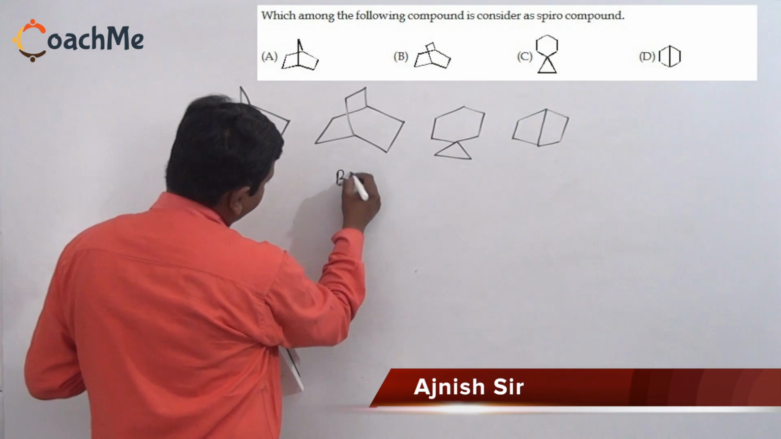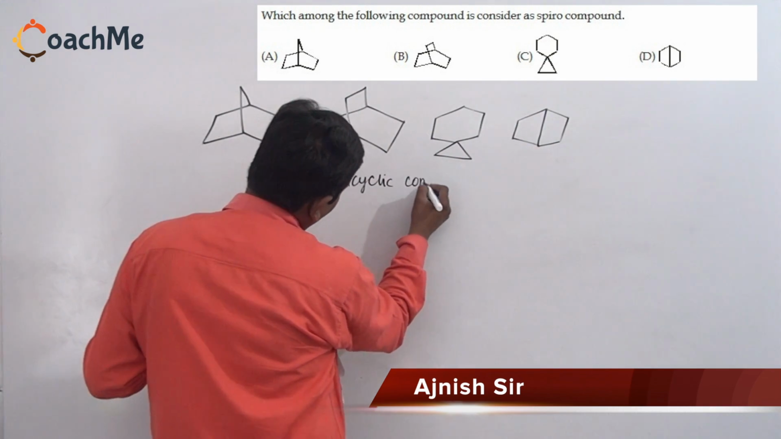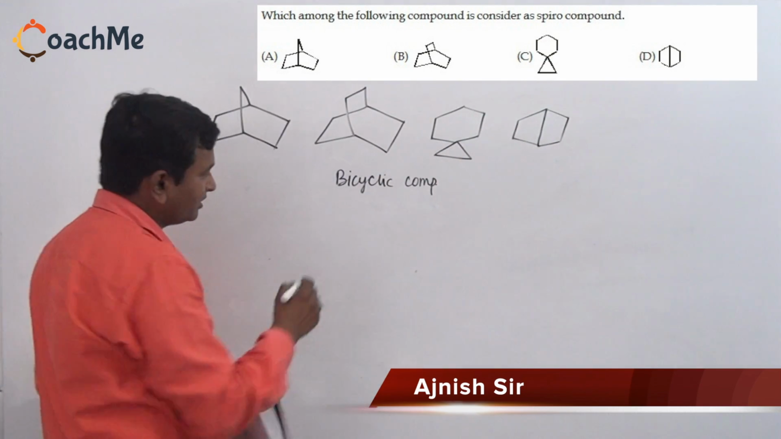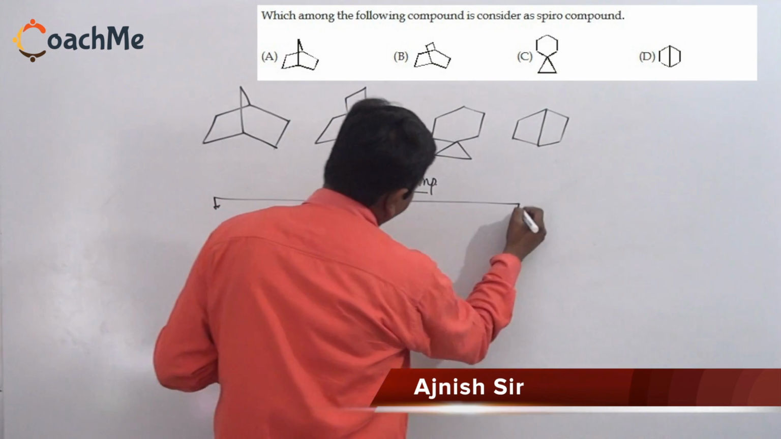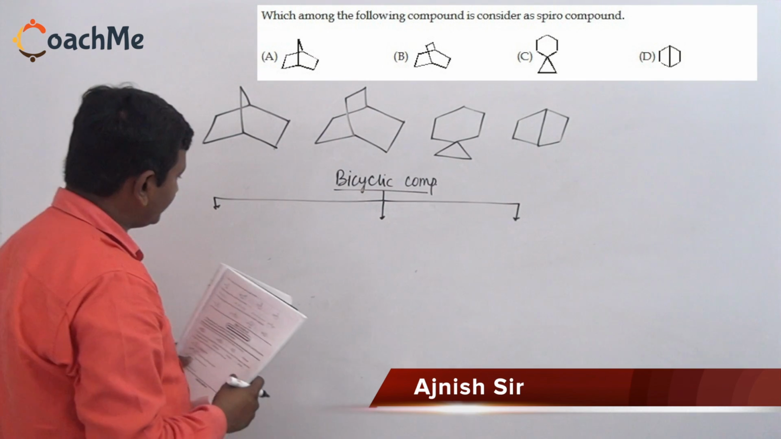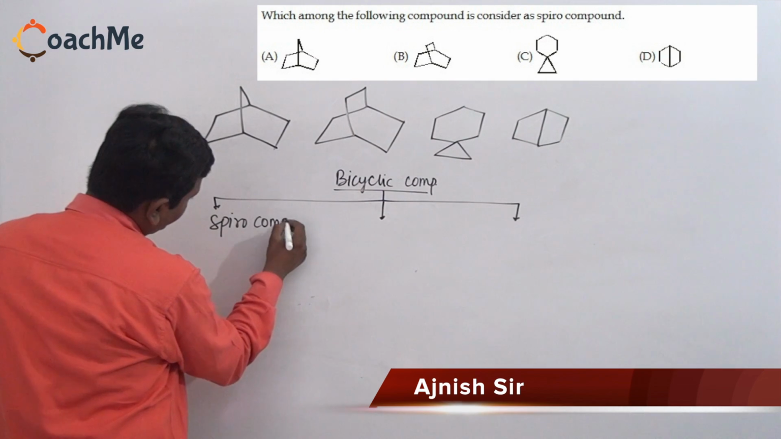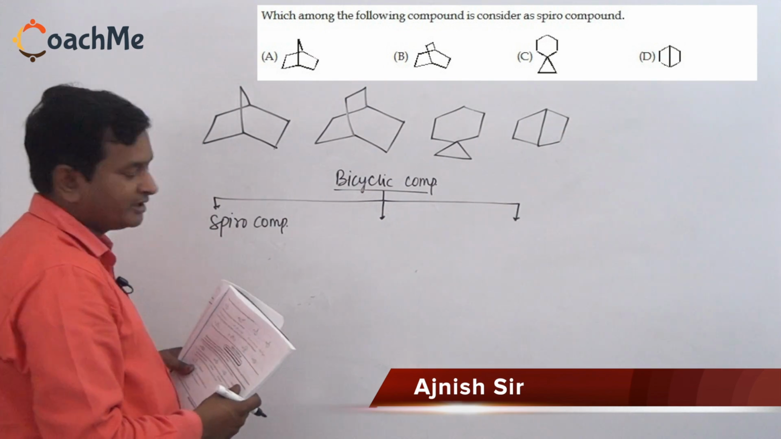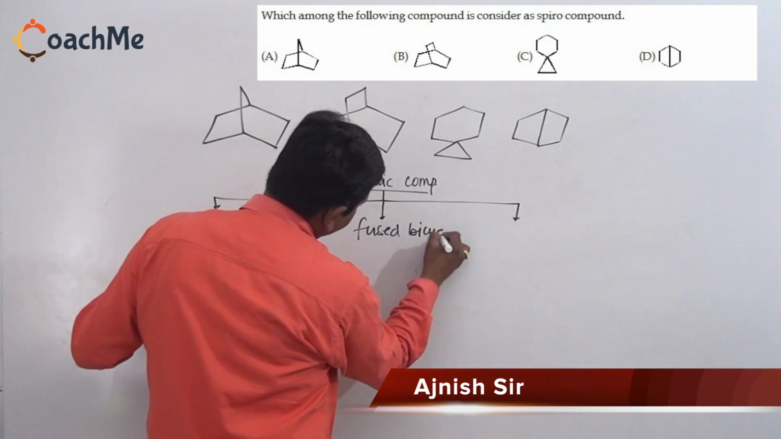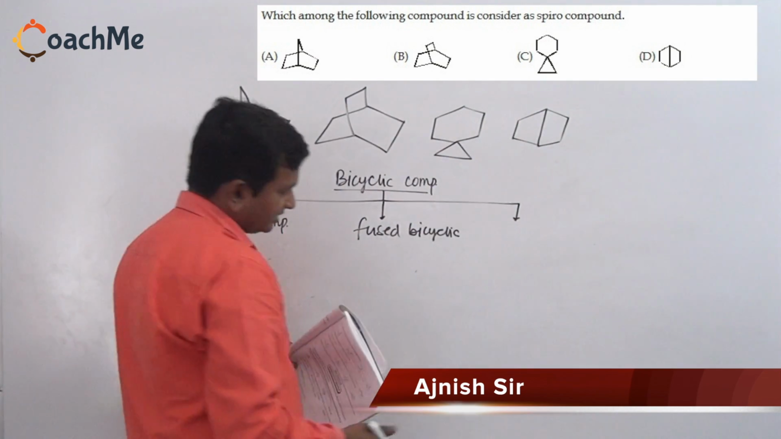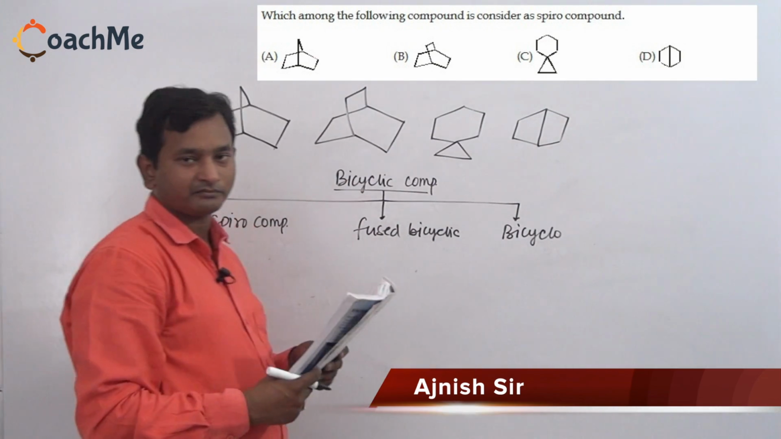So always be careful in bicyclic compounds. Bicyclic compounds are of three types. First is called spiro compound. Second is called fused bicyclic compound. And third is called bicyclo compounds.